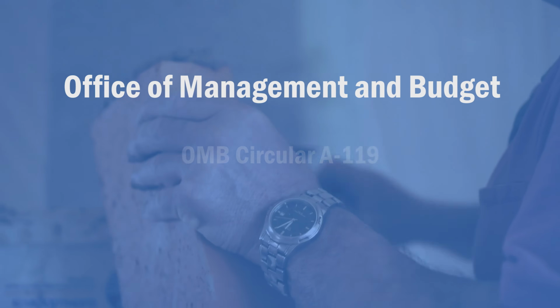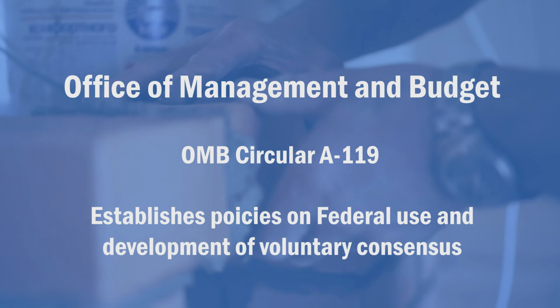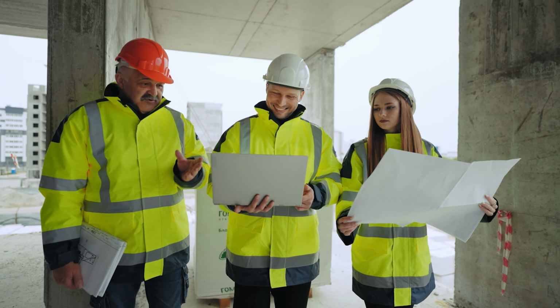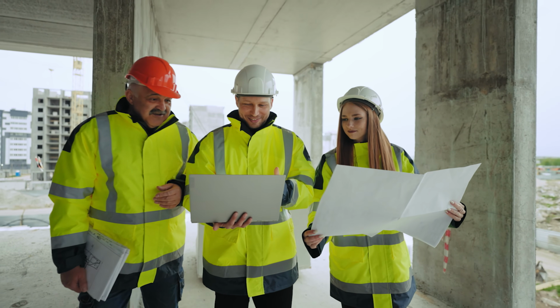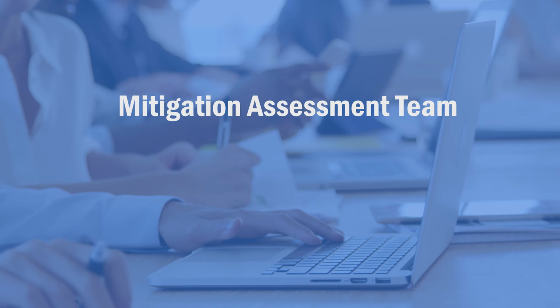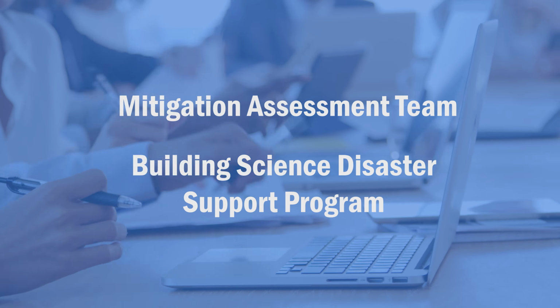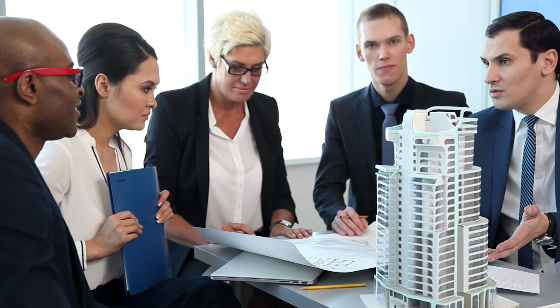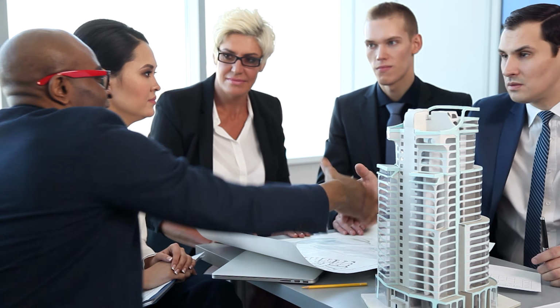FEMA is involved because of a circular from the White House called OMB A119, which directs agencies to use voluntary consensus-based standards that are already in existence instead of agencies creating their own standards, which would be kind of a duplication of effort. We are involved in the development. We use a lot of our findings from fieldwork with the mitigation assessment teams, which is part of the Building Science Disaster Support Group program. We attend the code hearings and standards committee meetings and advocate for hazard-resistant code provisions and standard provisions.